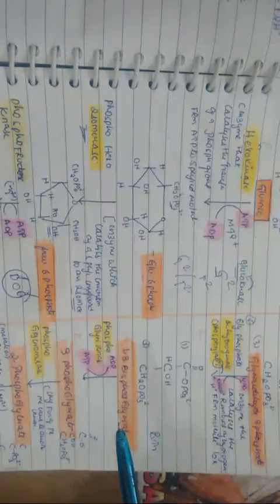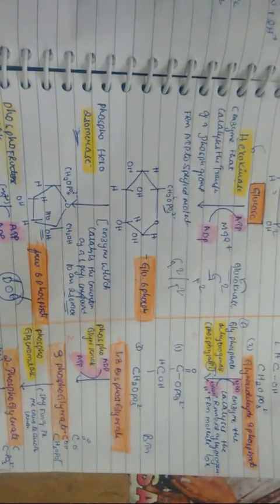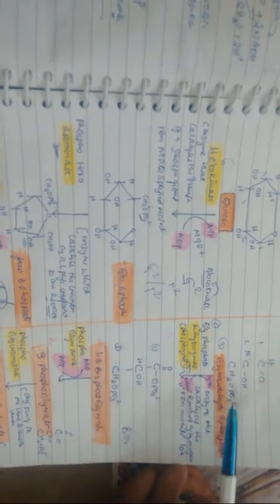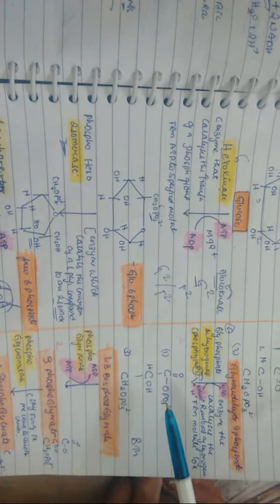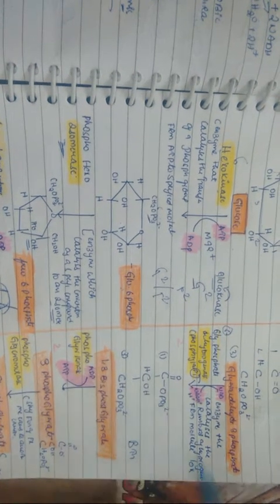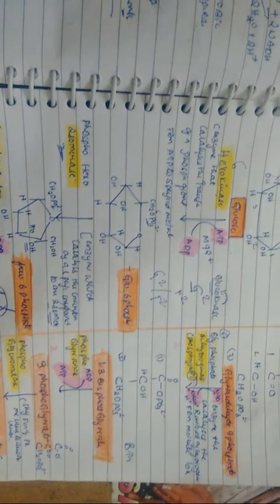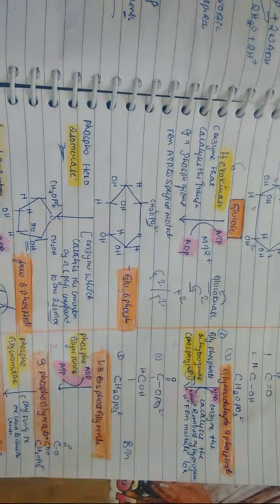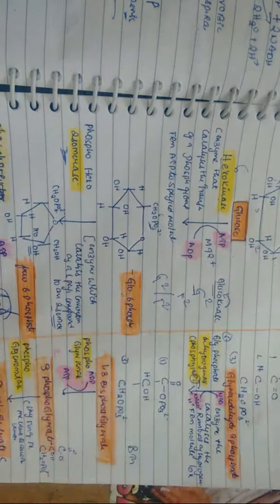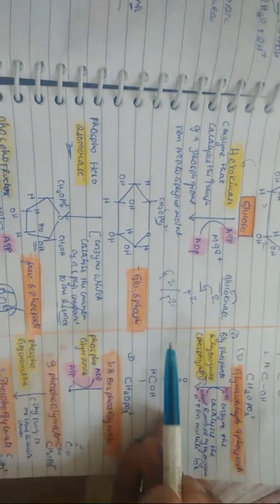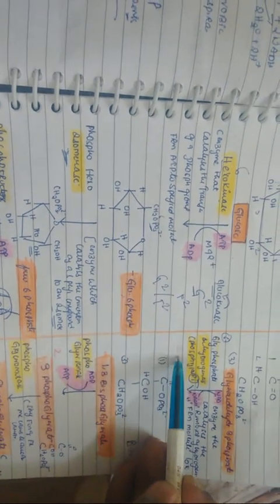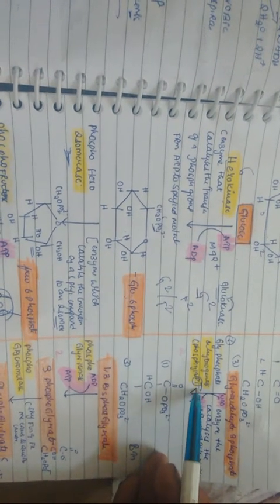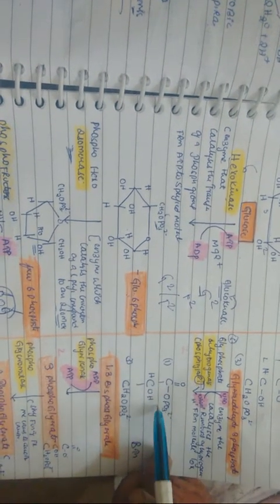That is 1,3-bisphosphoglycerate. Did you observe something here? We had only one phosphate in glyceraldehyde 3-phosphate, and now we have 2 phosphates. That means something has happened, some addition. And what is that? Yes, there is an addition of phosphate, and due to the addition of phosphate in this step, we have the extra phosphate here.